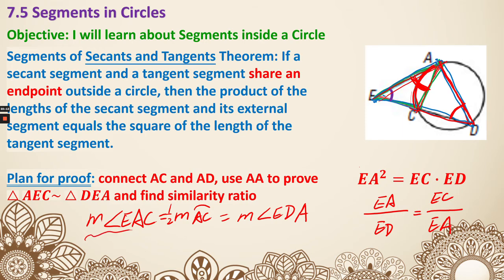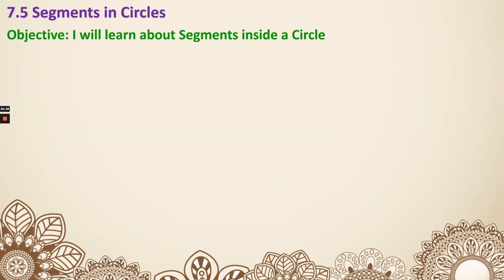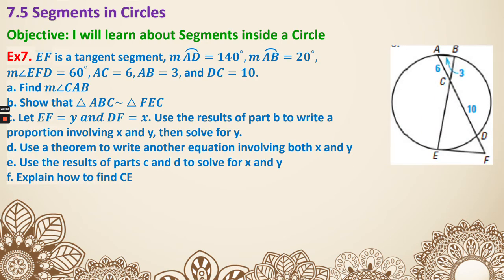Now they're the same, so we have a second pair of angles. And of course, angle E is congruent to angle E. And with both of these, AA, we can prove the triangles are similar. That's the proof for the segments of secant and tangent theorem. Now we have one last example. Example 7. EF is a tangent segment.